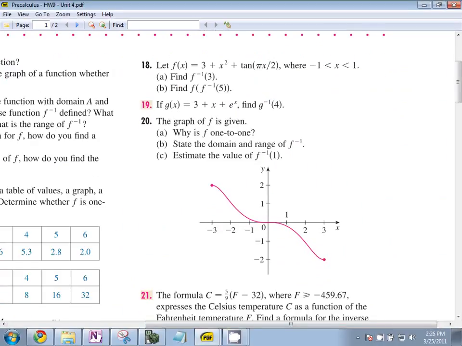Okay. Let's talk about 20. The graph of f is given. Why is f 1 to 1? Can someone raise their hand and very completely and accurately tell me why f is 1 to 1? Yes? For all the inputs that go on the graph of f, there's only one singular output. Correct. Can someone shuffle that down to even less words?